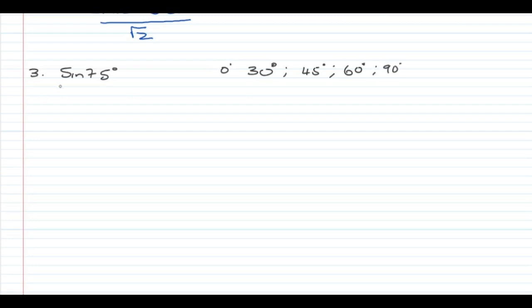Now when I look at this 75, I can break it into 30 plus 45. I can add these two to get 75. So we can write this as the sine of, we start with the bigger number, which is 45, plus 30 degrees.